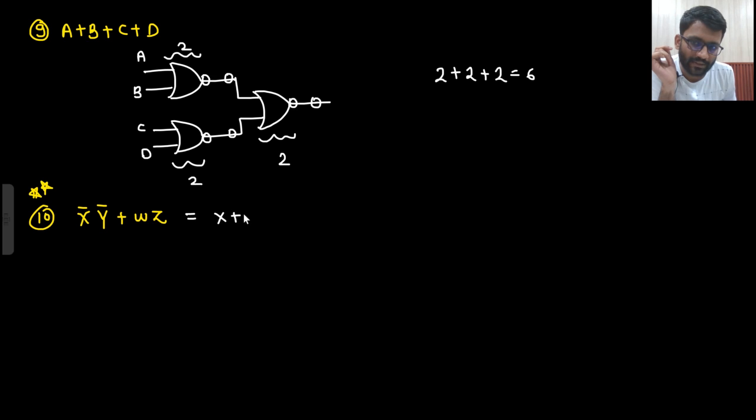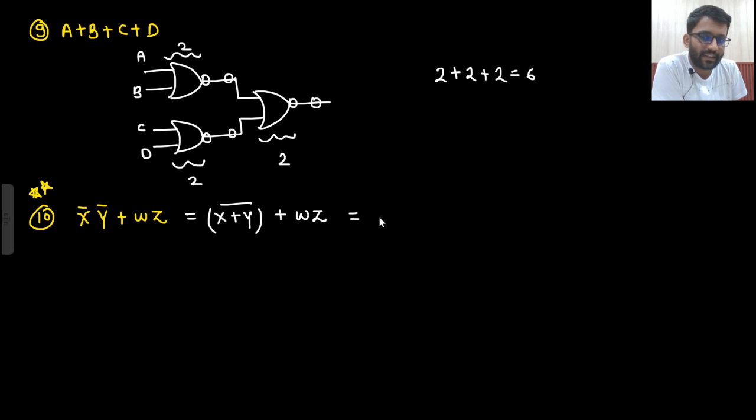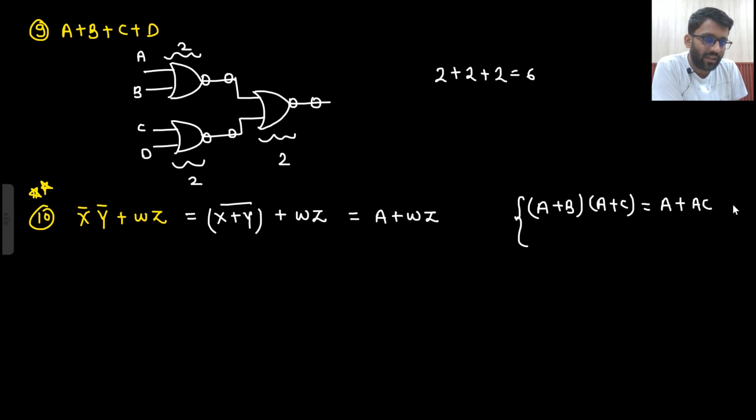So X plus Y bar plus WZ. Is this the way I can write it? Say yes or no. If I assume X plus Y bar as A, so A plus WZ. Now in the Boolean algebra, I will teach you one thing. What is that? Let's see it here. A plus B into A plus C. If you solve it, what you will get? A into A is A only. A into C is AC. B into A is AB. B into C is BC.